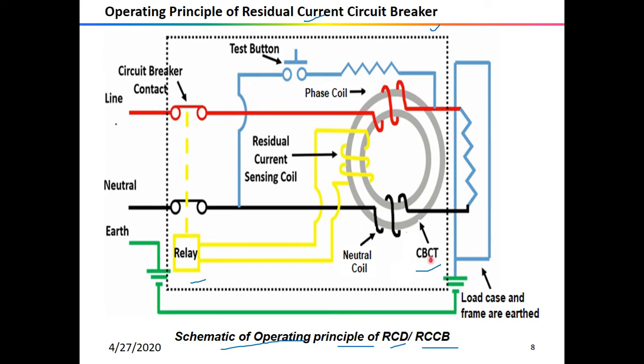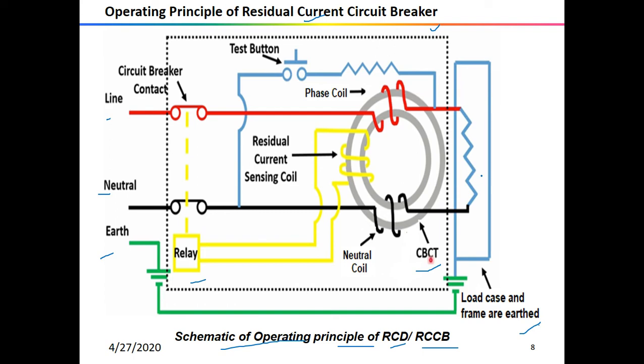Just check it out here. These are the three lines, that is line, neutral, and earth, and this is a load case, and it is the frame which is earthed. You can see it in this blue block. The test button is generally used to check whether the ELCB is working properly or not. So there is a line conductor, a neutral, and one earth conductor shown here, and there is also a load connected which is shown here again.